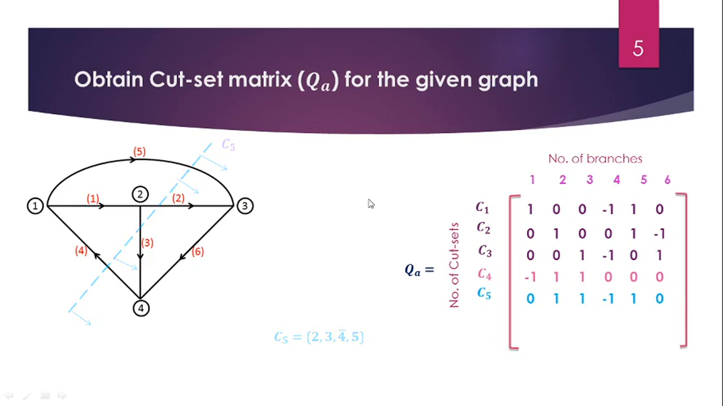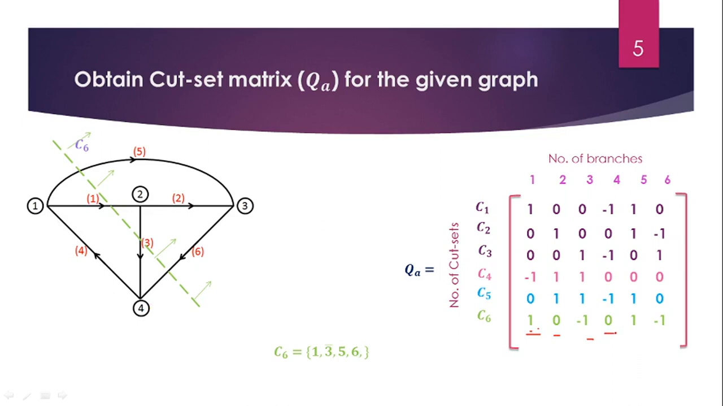In the same way we can go with another cut, C6, that we consider going away from the node 1 and 4. So the branches cut here are 1, 3, 5 and 6. What are the elements? We can write branch 1 is going to cut and going away from the node 1, +1, that's why we are taking it. Branch 2 is not going to cut. Branch 3 is going to the node 4, it is opposite to cut C6, so it is -1. Branch 4 is not going to cut, so 0. Branch 5 is going to cut and having same direction as your C6, so 1. And branch 6 is opposite to that cut, so that's why -1.